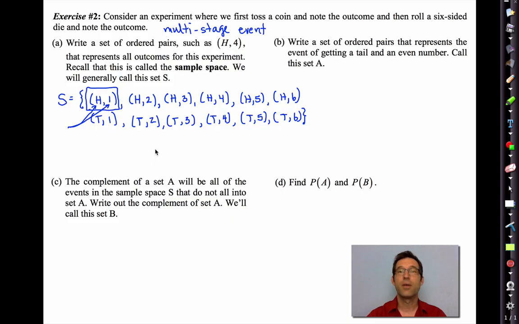All right. Letter B says, write a set of ordered pairs that represents the event of getting a tail and getting an even number. Call this set A. So now set A is a subset of set S, right? So set A is another collection of things, but these things are all the elements in here where we got a head, no, I'm sorry, we got a tail, and we got an even. Pause the video now and write all of those out.